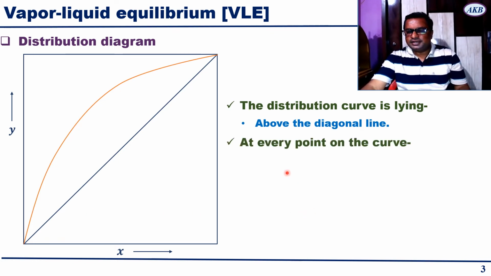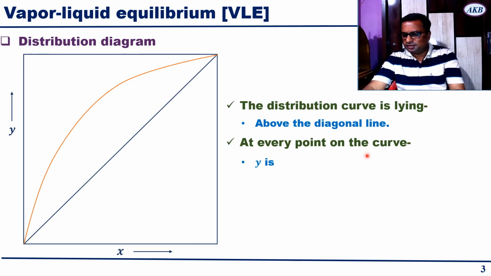So what does it indicate? At every point on the curve, for this particular distribution curve, y is greater than x. So you take any point on the curve. At that point, the value of y will be greater than x, and this is true for all the points that are lying on the curve.